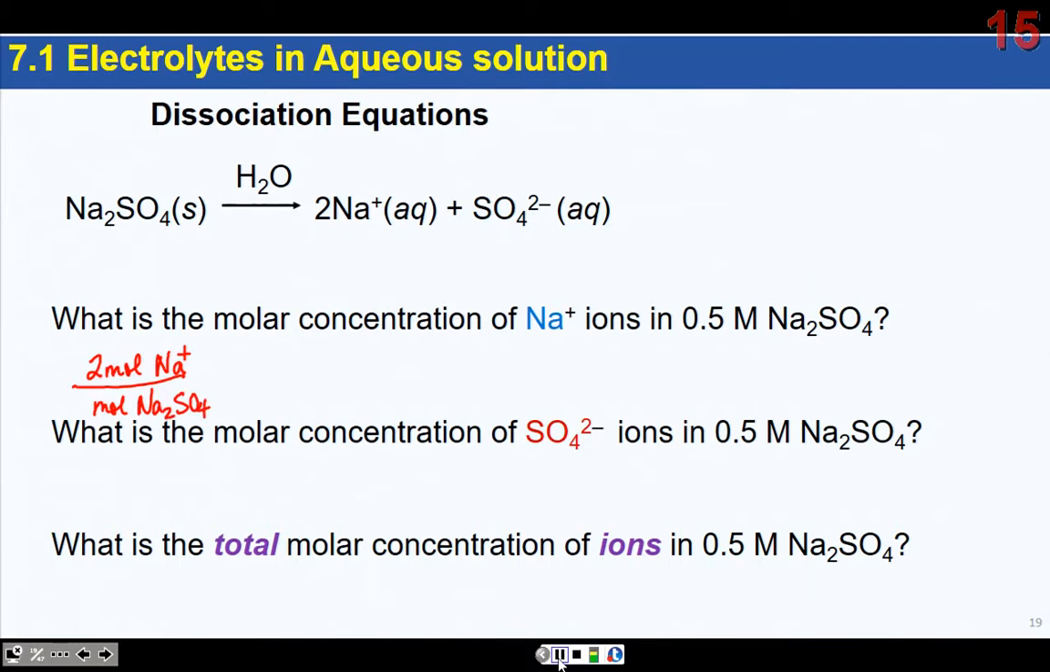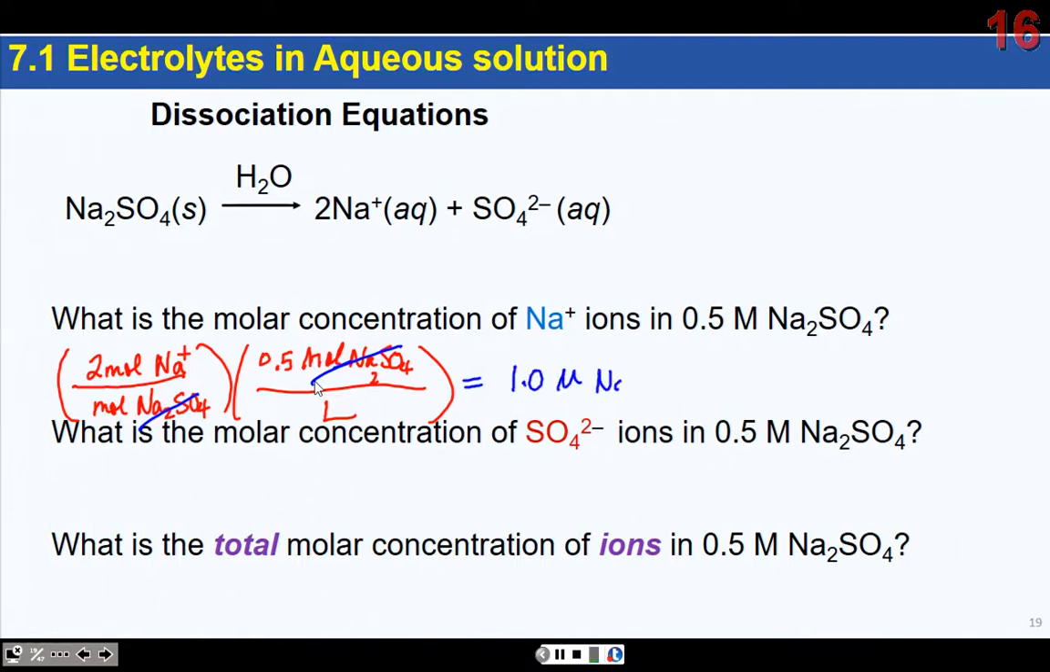And that's part of what we have to understand here. And I'm doing this in the order I might not have chosen. But if you have 0.5 moles of sodium sulfate, put the 2 in, per liter of solution, the moles of sodium sulfate cancel, and now you actually can calculate the concentration of the sodium ions would be 1.0 molarity for sodium ions.